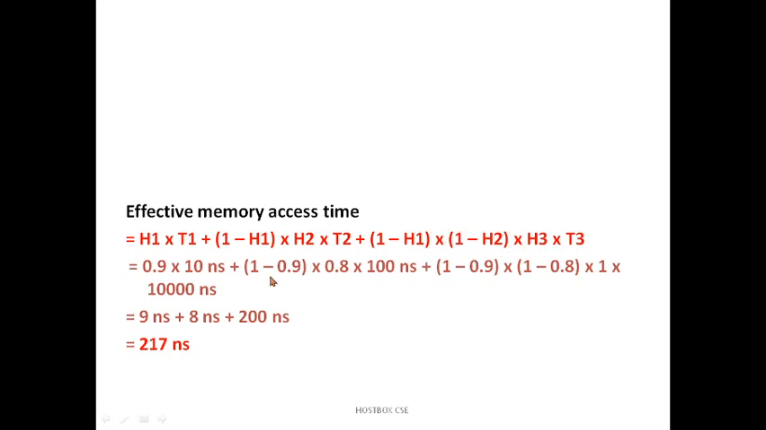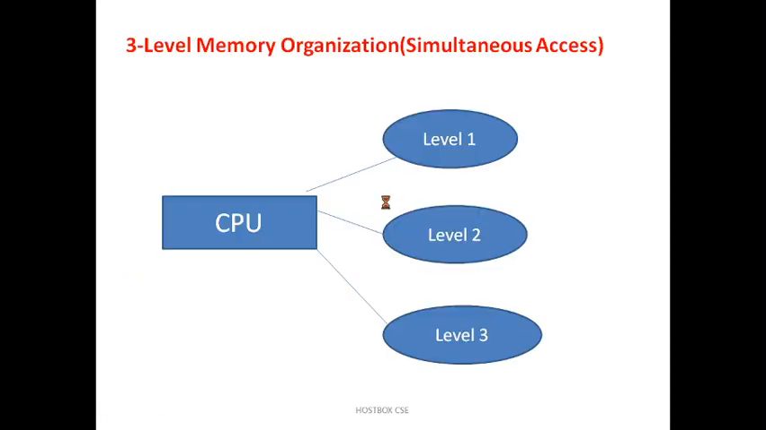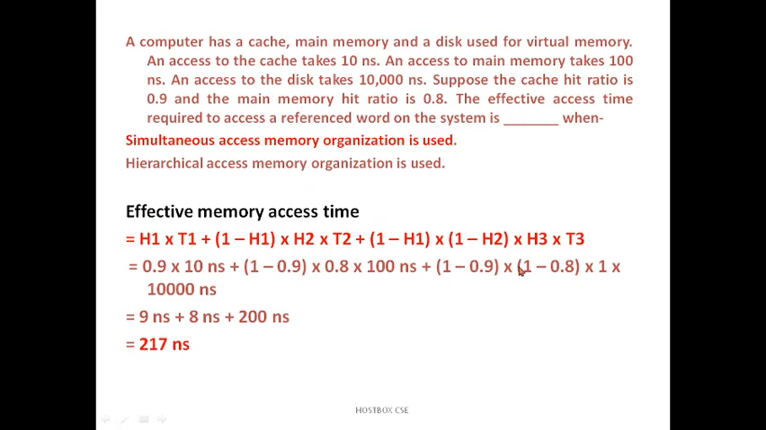Let's go for the calculation. How do you calculate from the data? The data will be given. Here h1, the cache hit ratio, is 0.9, and the memory hit ratio is 0.8. Don't get confused. So I am writing 0.9 into 10 nanoseconds, because the cache takes 10 nanoseconds.